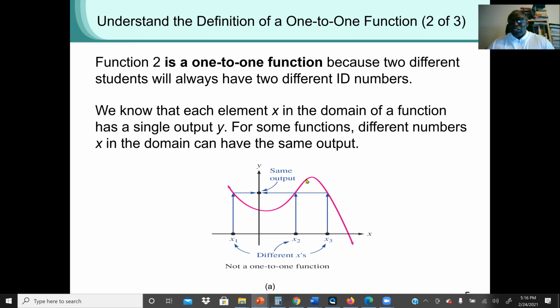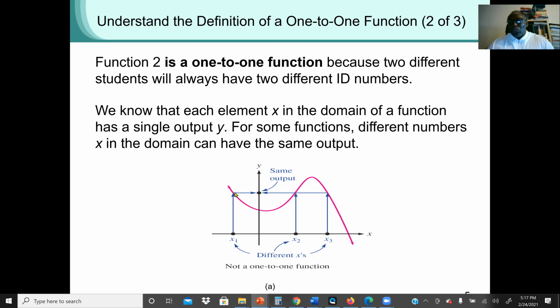So we can see from this function here, we have X1 on my left, we have X2, X3, that is our X axis, we have 3 points. Then we have Y. So we can see that X1 has a point that corresponds to Y. X2 also corresponds to Y. X3 also corresponds. So this is not a one-to-one function because three different inputs, in this case X1, X2, X3, have the same output. So it's not a one-to-one function.